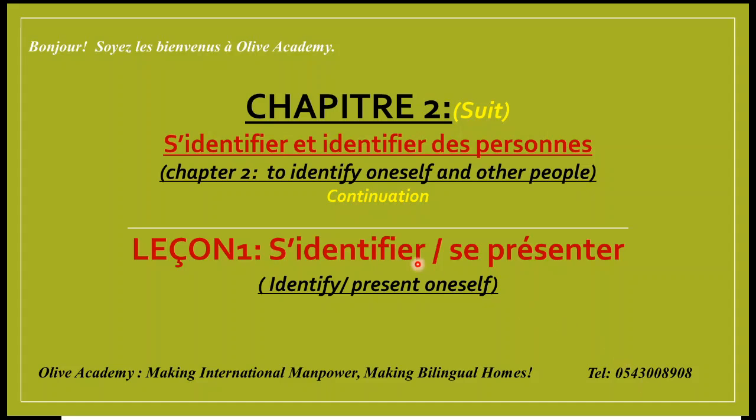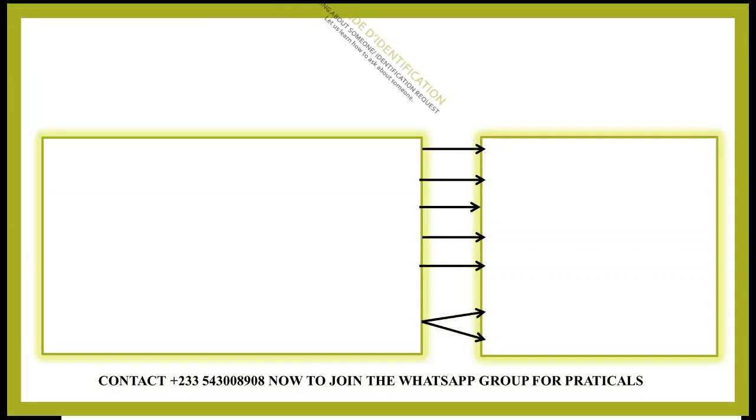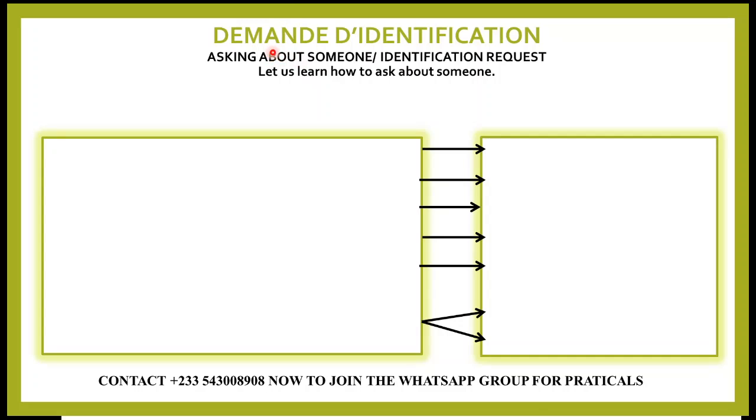This is just the continuation of the previous chapter, chapter 2, s'identifier et identifier des personnes. Leçon 1, s'identifier ou se présenter. So let's continue. Today's lesson: demande d'identification. Asking about someone, or identification request. Let us learn how to ask about someone, of course, in French.